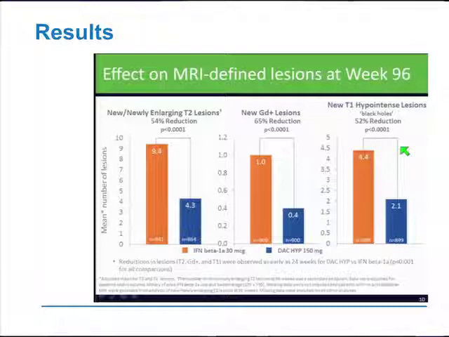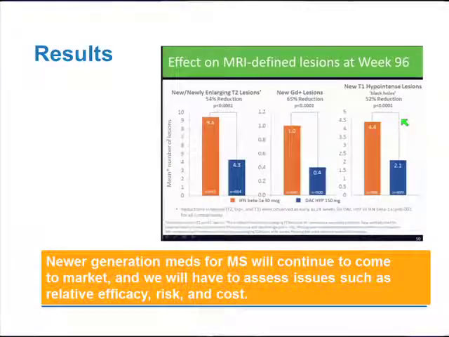So what we're seeing is, again, a study that shows benefit compared to a known agent which has activity in the disease. I think what we're going to see is more newer generation meds for MS coming to market, and we'll have to assess issues such as relative efficacy, risk, and cost, and life is going to continue to be a bit more complicated for us. This will be one of the agents that we probably will be looking at in the future.